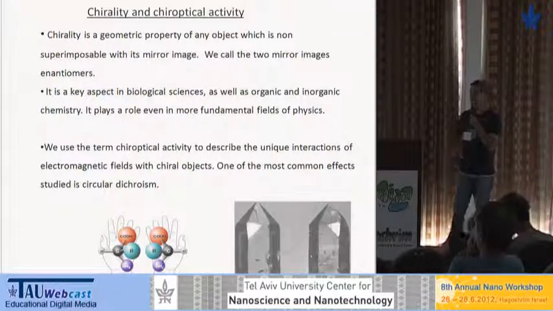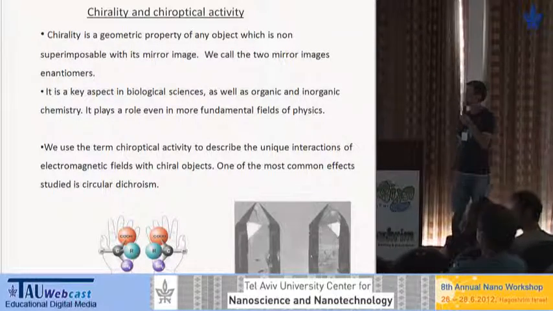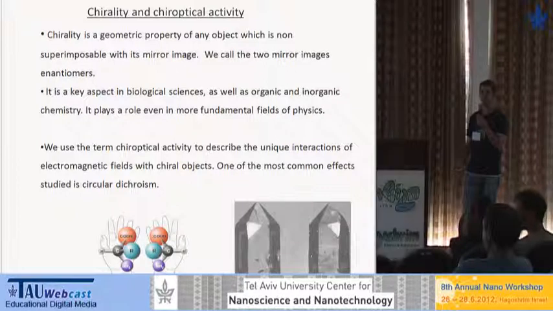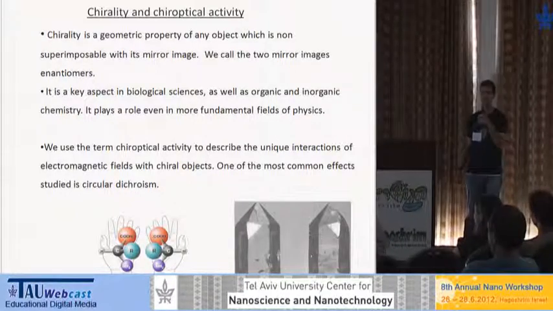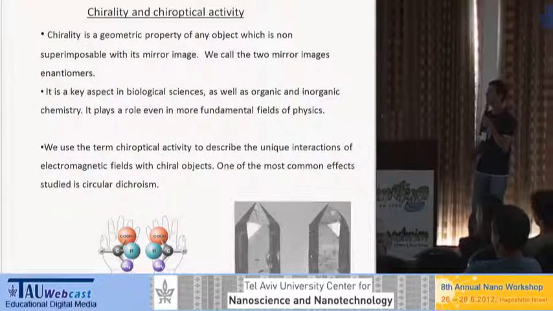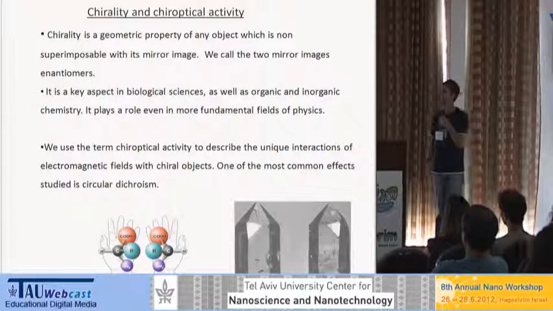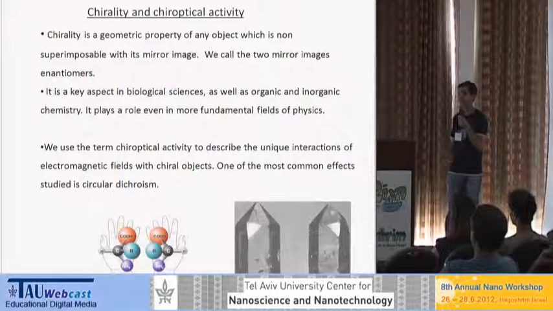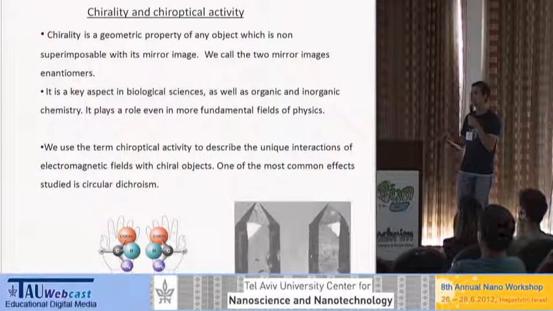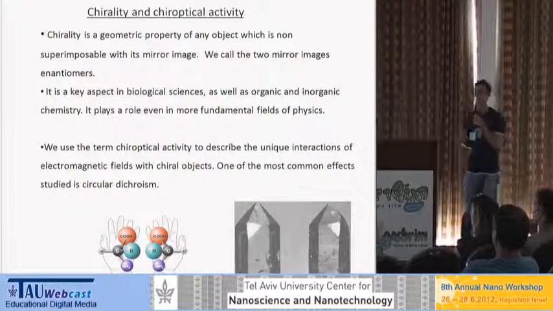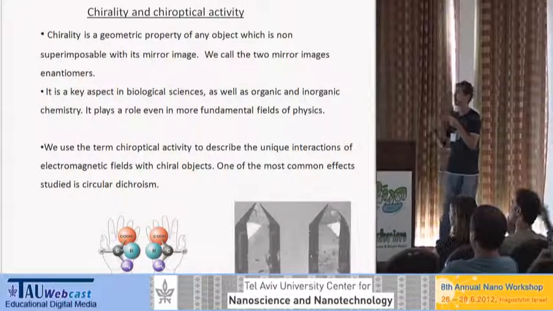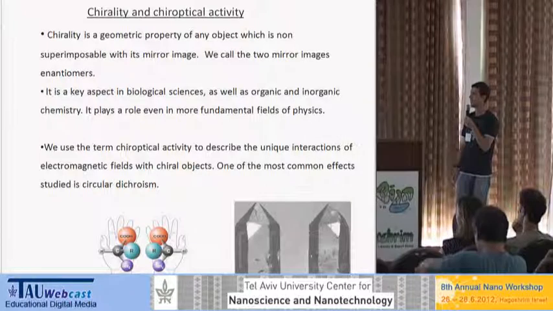And of course, it is a key aspect in biological sciences and chemistry, but it also turns out to matter in more fundamental fields of physics. For instance, a lot of physicists are now interested in how the parity-violating properties of the weak force might be the generating force of chirality at the macro scale. So physicists also take interest in chirality.